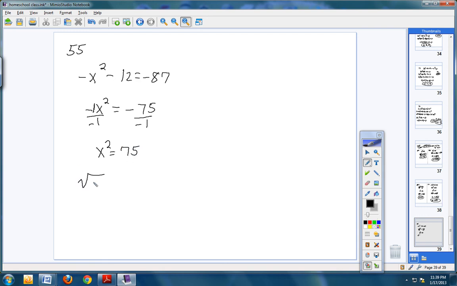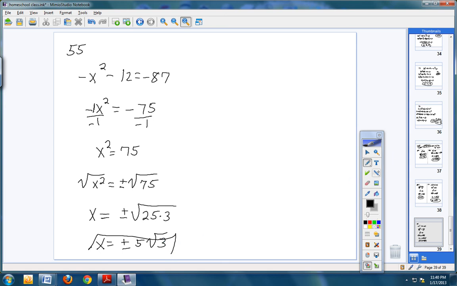And now we take the square root of x squared on one side, but we must also take the square root of the other side. All right. And so here we go. Square root of x squared is x, and 75 is not a perfect square, so I cannot solve it, but I might be able to simplify it. I'm thinking of this, 25 times 3. 25 is a perfect square, and 25 goes into 75 evenly. So x equals, your plus minus comes first, then the square root of 25 is 5, and then 3 left over on the inside. All right, and let's continue on.